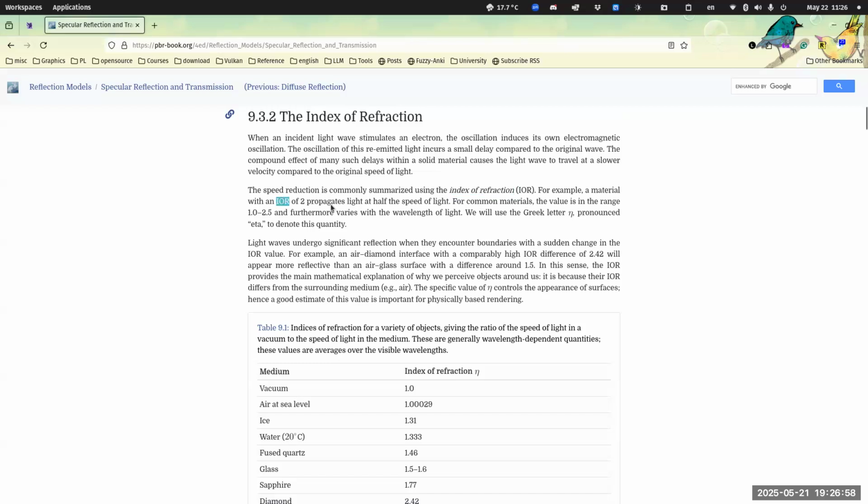A material with an IOR of 2 propagates light at half the speed of light. And for common materials, the value is in the range of 1 to 2.5. We use the Greek letter eta. I never know how to pronounce Greek letters, I just try random stuff.